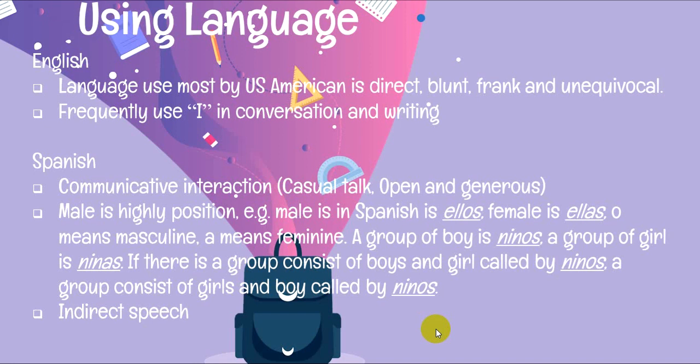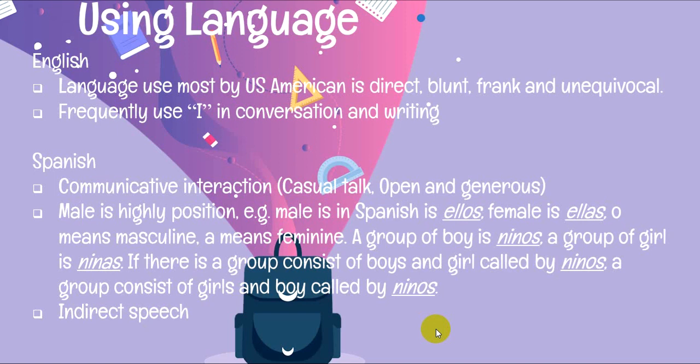And the next one is Spanish. The first is that the communicative interaction is casual talk, open and generous. And the second is that the male is highly positioned. For example, male in Spanish we call ellos, and female ellas. The o in ellos means masculine, and the a in ellas means feminine.